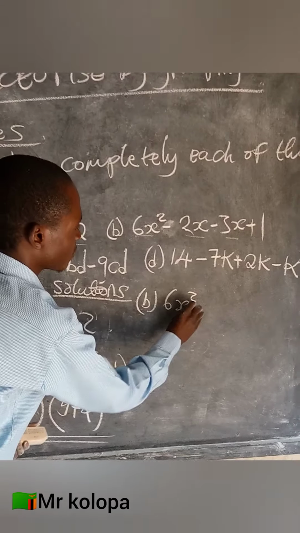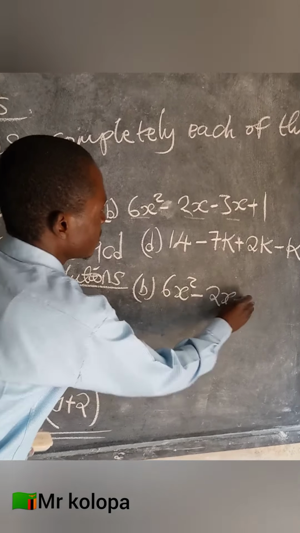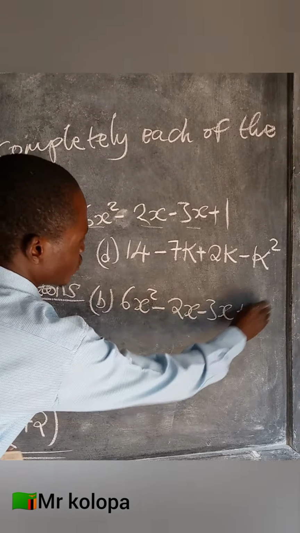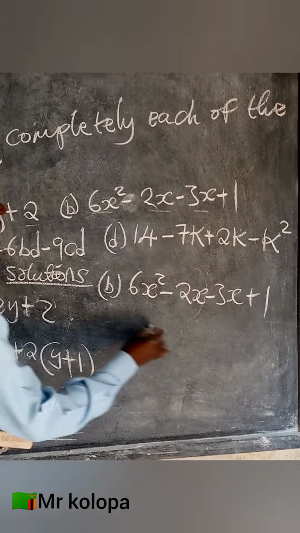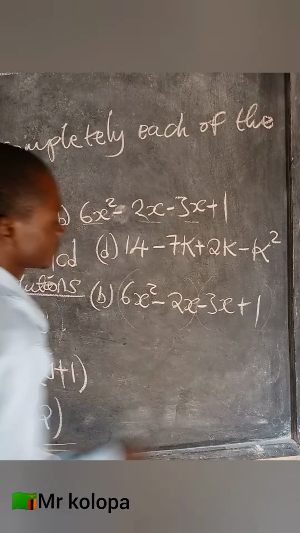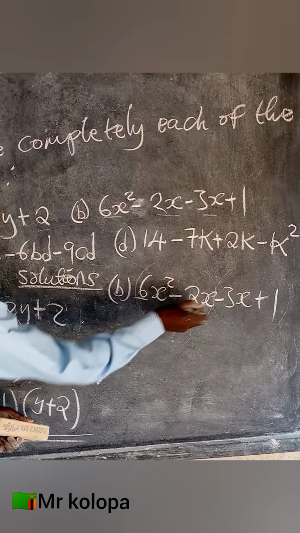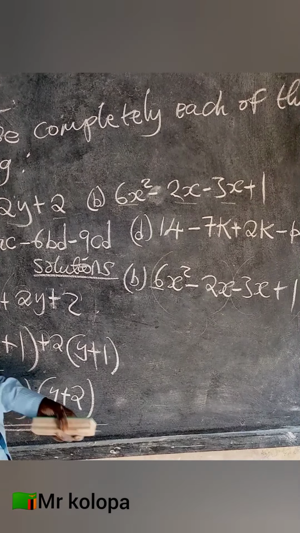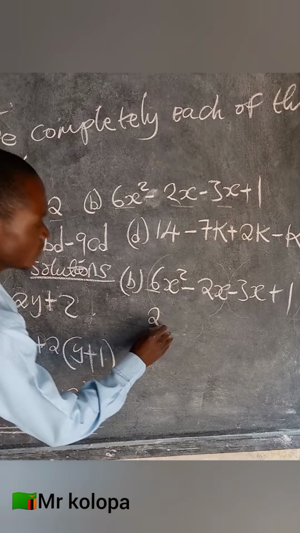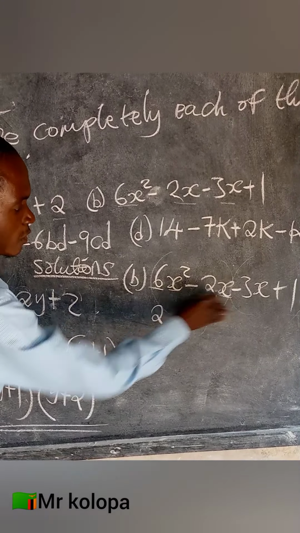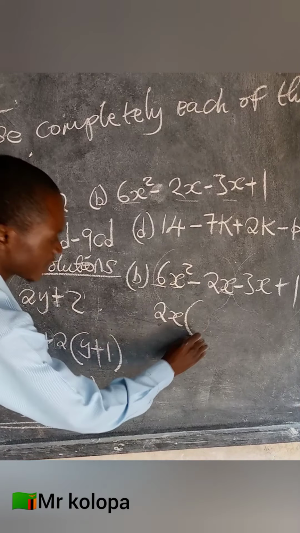So 6x squared minus 2x minus 3x plus 1. The first two again and the last two. So what is common? You check the numbers. Do you have a number that can go into 6 and 2 without leaving a remainder? Yes, it's 2. Do you have a letter that is common? Yes, there is x, bracket.